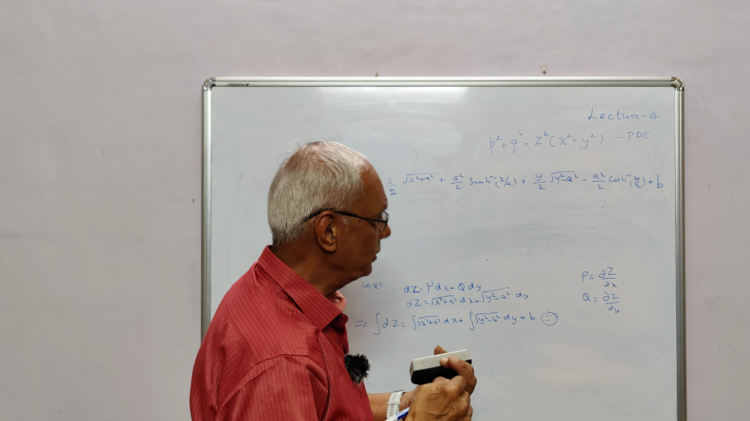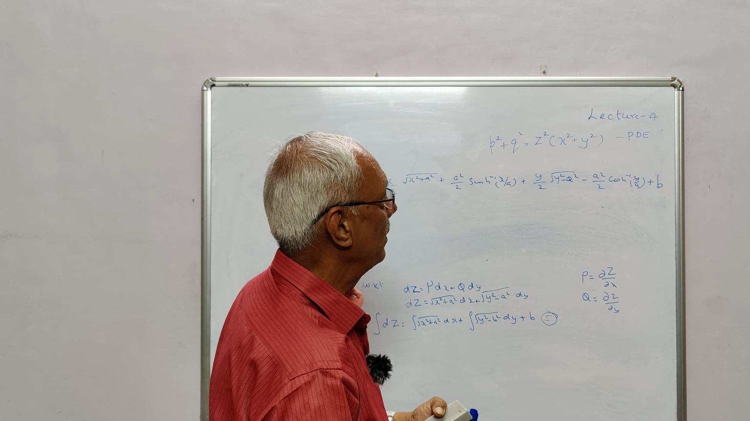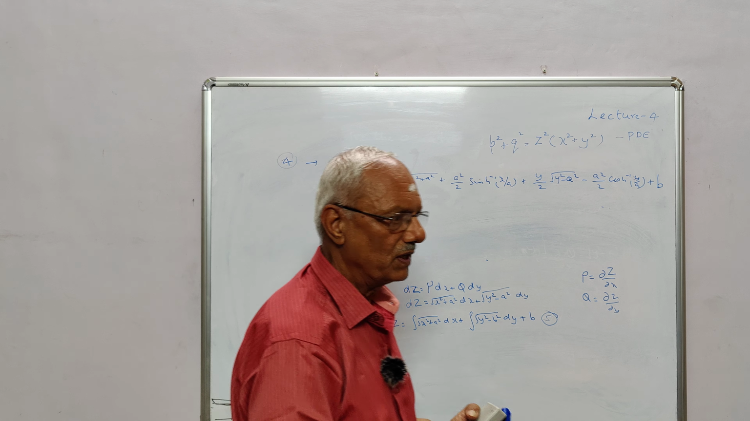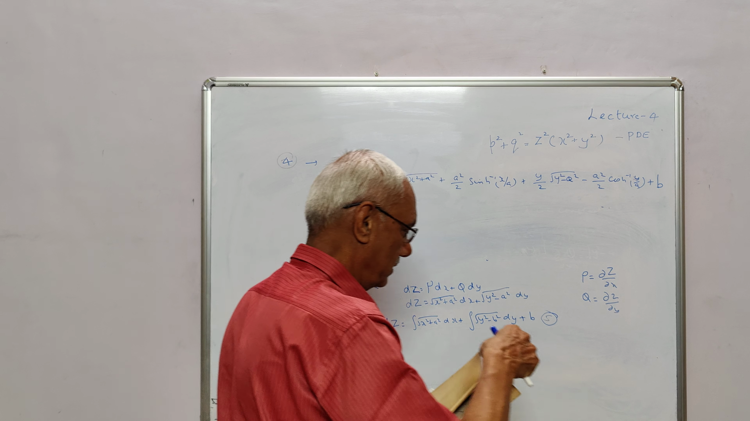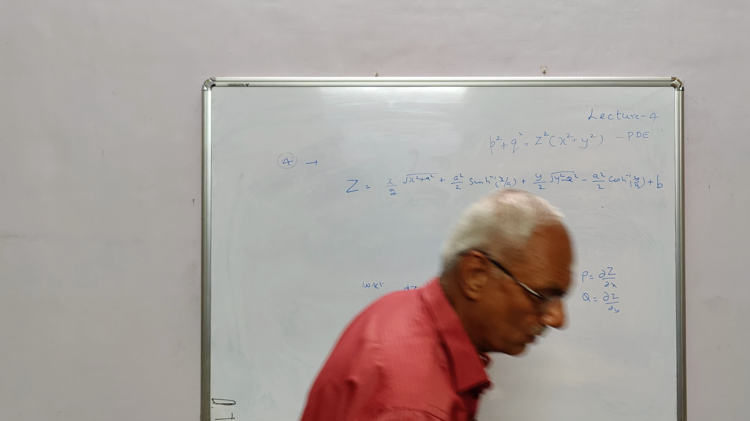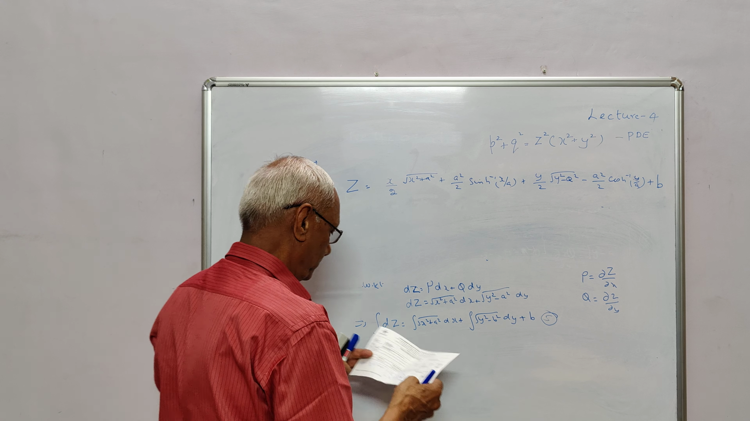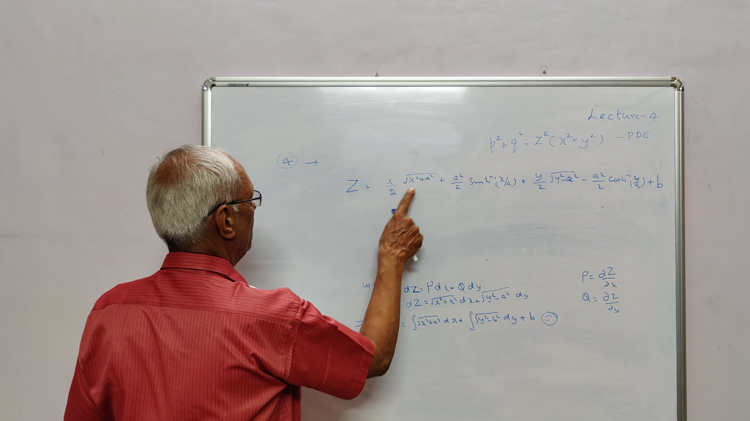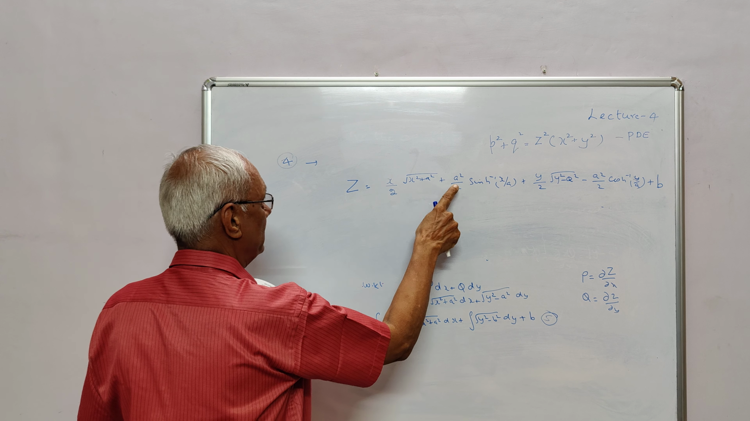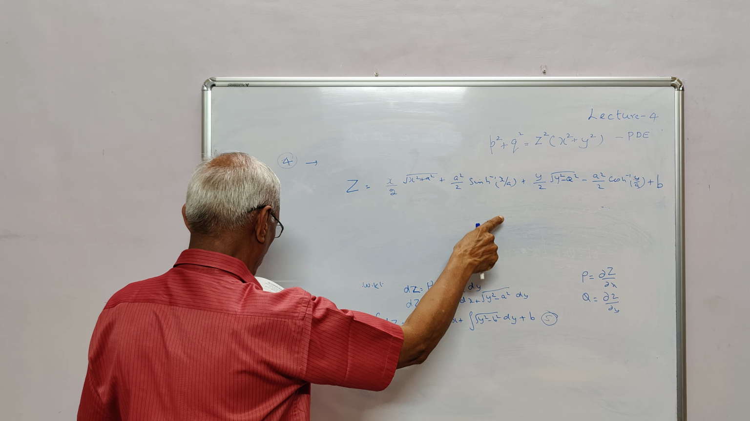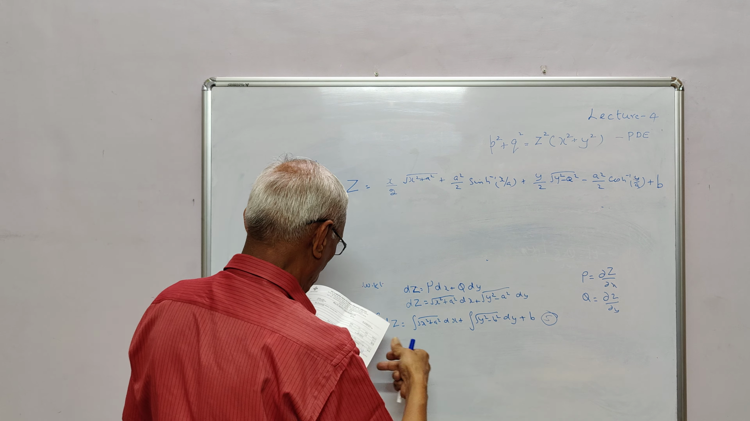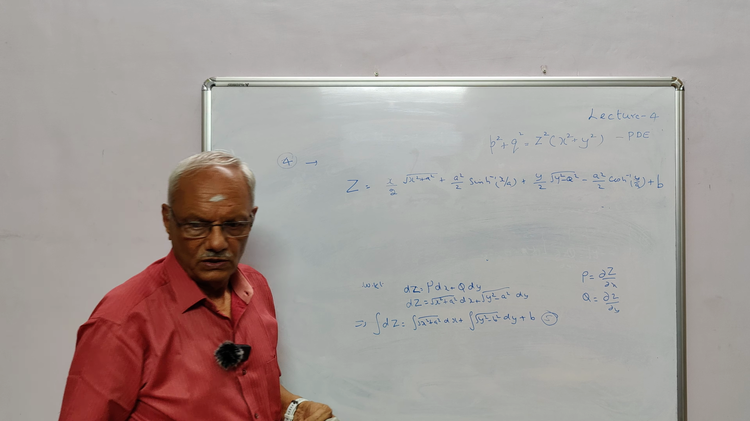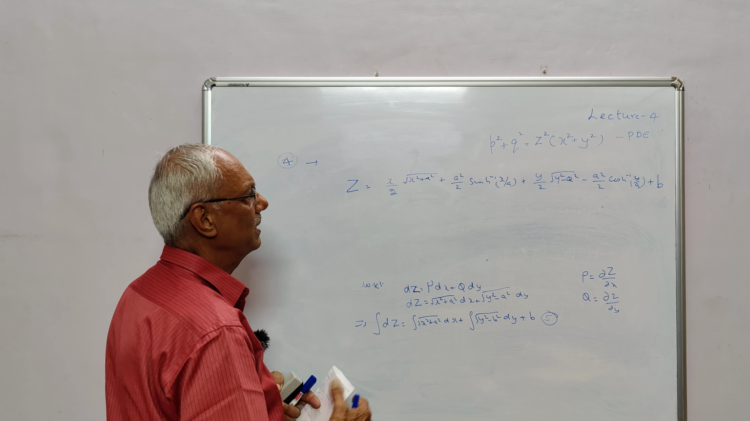I will just check it out because I have written this from memory. I will find out whether this is okay. So this is what you get: x by 2 square root of this, plus a squared by 2 sinh inverse of this, plus y by 2 square root of this, minus a squared by 2 cosh inverse. So this is perfect. So you see that this is the solution.